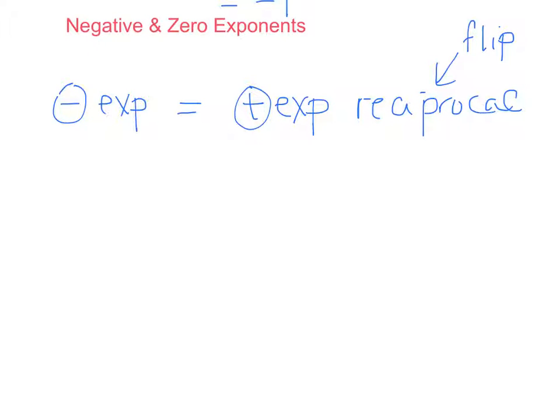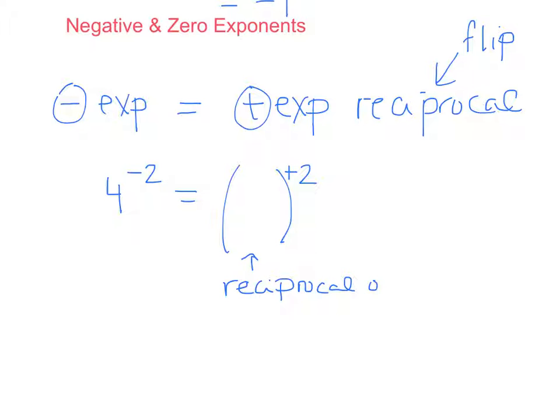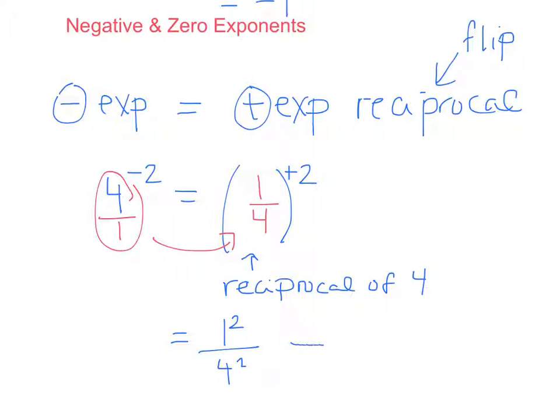For example, if you had 4 to the power of negative 2, that's the same thing as saying the reciprocal of 4 to the power of positive 2. Now, how do you take a reciprocal of a number with no denominator? Well, 4 is the same thing as saying 4 over 1. So the reciprocal of 4 over 1 would be 1 over 4. So 1 over 4 to the power of 2 just means 1 squared over 4 squared, which is 1 over 16.